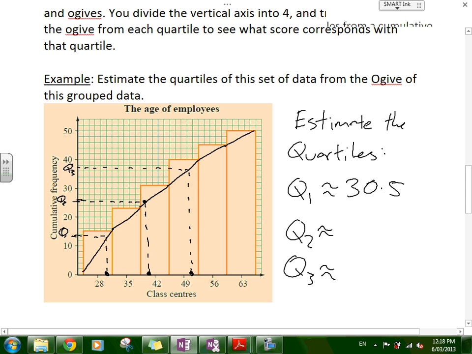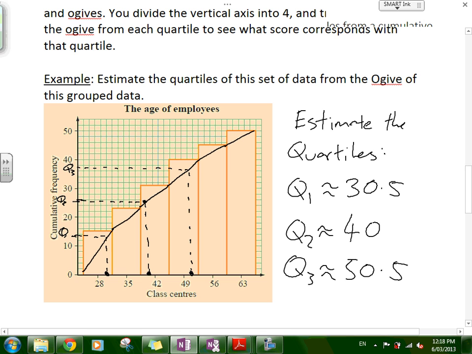Okay, what about Q2? What's the median? What's the estimate for the median? Brandon? 40? Yeah, it's good. About 40 is fine. All right, we're estimating 40. And what about for the third quartile? 50, 51, let's say 50 and a half. All right? And so that's what we're saying is the quartiles from them.